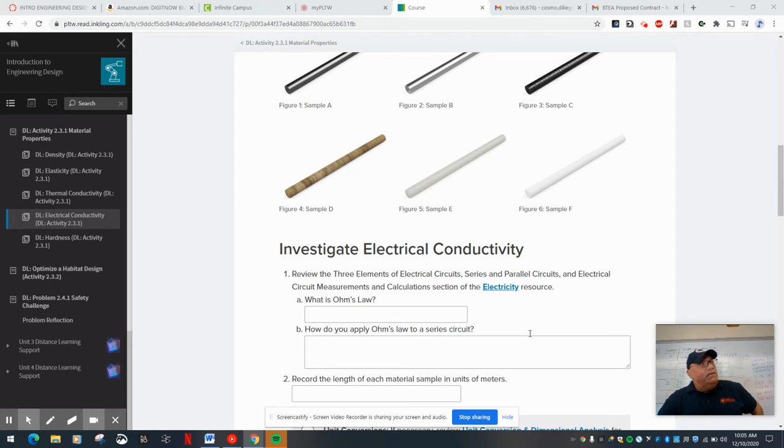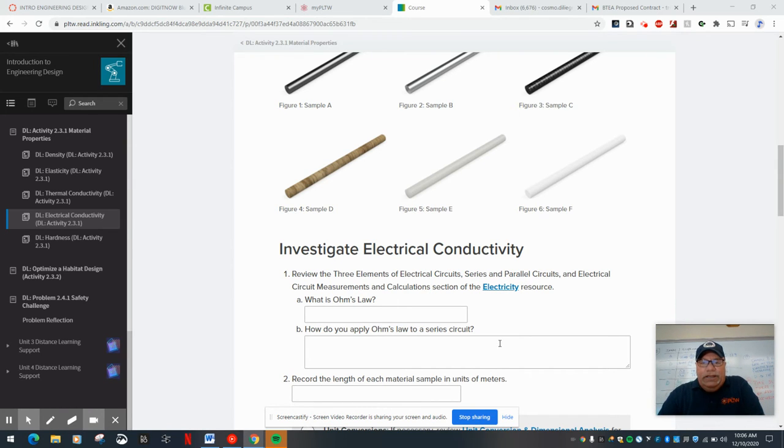Similarly, as we did with density, elasticity, thermal conductivity, and now electrical conductivity. And then the next thing we're going to be doing is hardness. Then we're going to be able to go in and totally complete the chart on 2.3.1 where we can add all the properties of these materials.